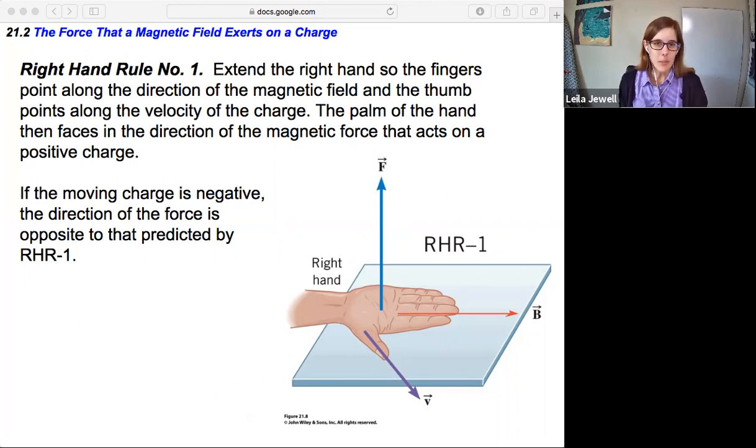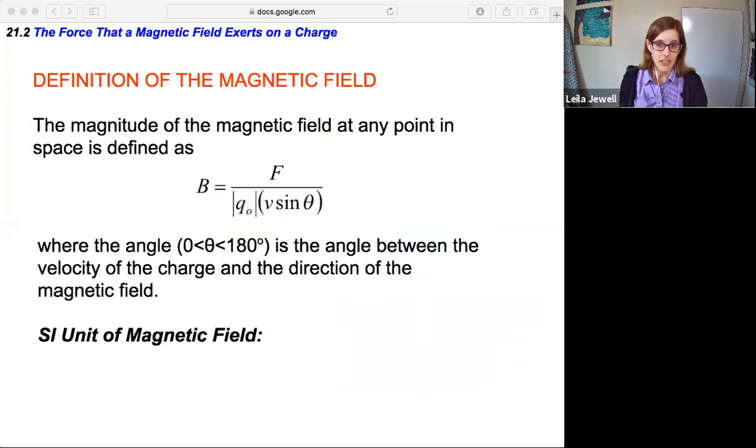How do we get the magnitude of the force? The magnitude of the force is actually going into the definition of the magnetic field. The magnetic field is defined as the magnetic force divided by the magnitude of the charge and divided by this component of the velocity that's perpendicular to the field, v times sine of theta, where the angle theta is between 0 and 180, and it's the angle between the velocity of the charge and the direction of the magnetic field.